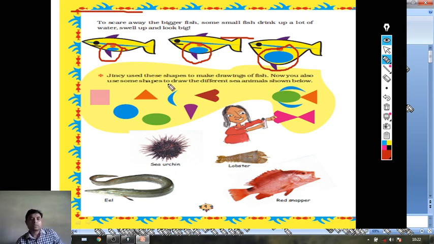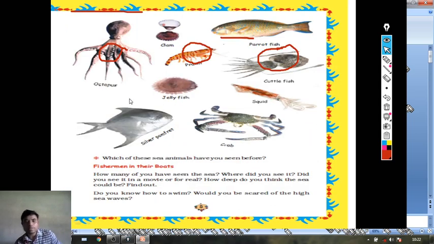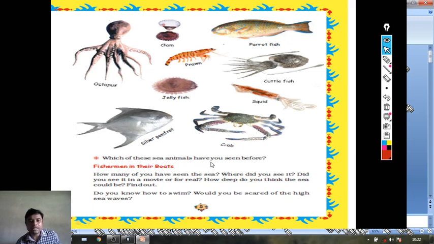Okay, now use these shapes to make a drawing of a fish. Now you also use some shapes to draw the different sea animals shown below. Here we will see different sea animals, look, it is given here. Okay, and on the next page also we have seen, look, already it is given: octopus, prawn, jellyfish, crab, squid, like this. All these are sea animals. Which of these sea animals have you seen before? Okay, so please write the answer here and I will ask you later.